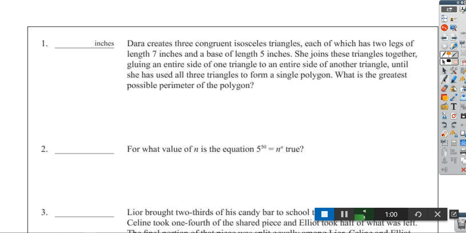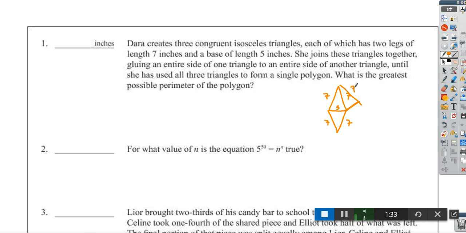So I kind of like to draw this one out. So we have 7, 7, and 5. Now, the best way to have the largest perimeter is we want as many 5-inch sides together as possible. So obviously I want to connect them here. But now I have one more triangle to go, and I can't connect it along this 5-inch segment. So that means on one of these 7-inch segments, I have to connect another triangle.